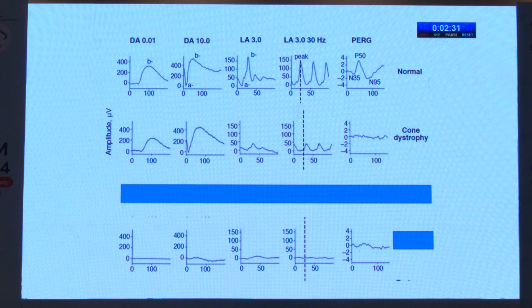This is a 14-year-old boy, but if you follow him up, some of these patients later in life develop rod dysfunction also. This ERG graph is after 10 to 15 years, and here you see flat waveforms in the dark adapted state also, that is, the rods are also malfunctioning. So finally, this patient has gone from cone dystrophy into rod-cone dystrophy. He has progressed.